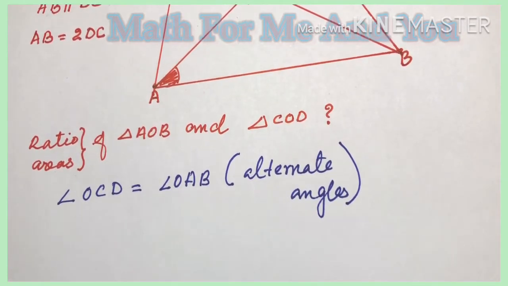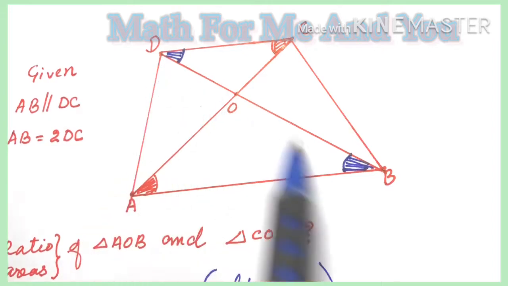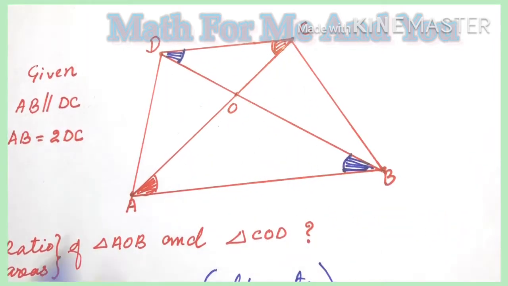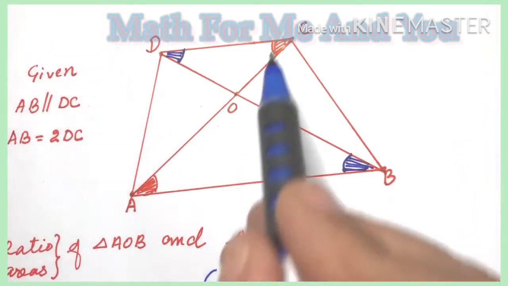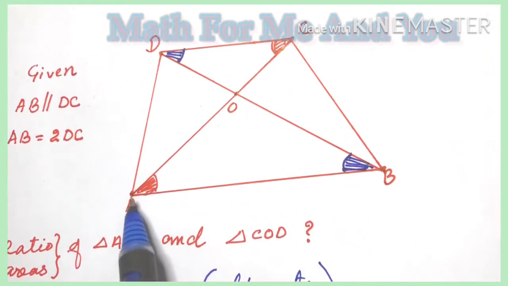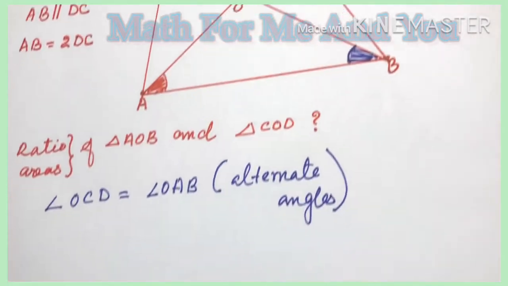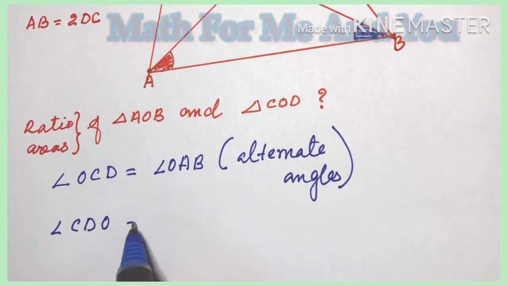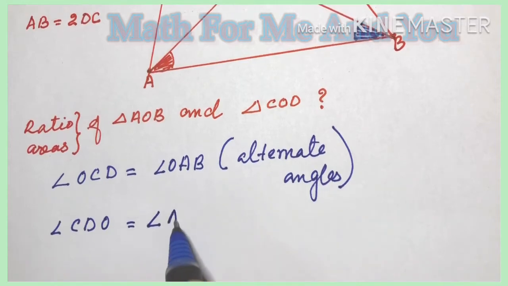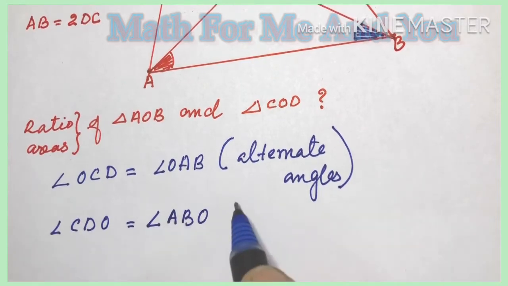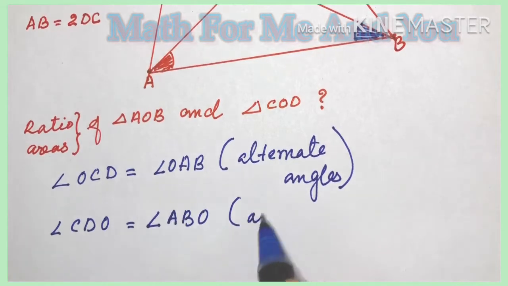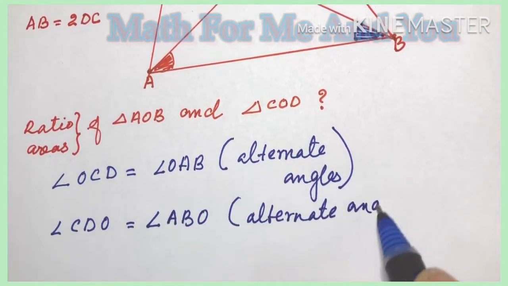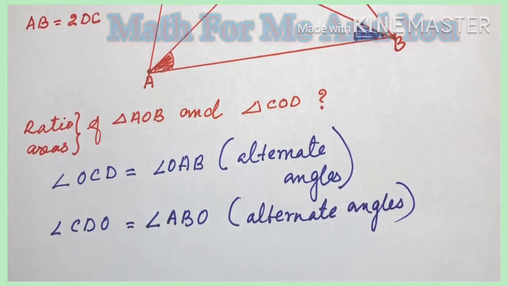Next, there is another pair of alternate angles, that is CDO and OBA. Angle CDO equals angle ABO. The reason is the same, alternate angles.